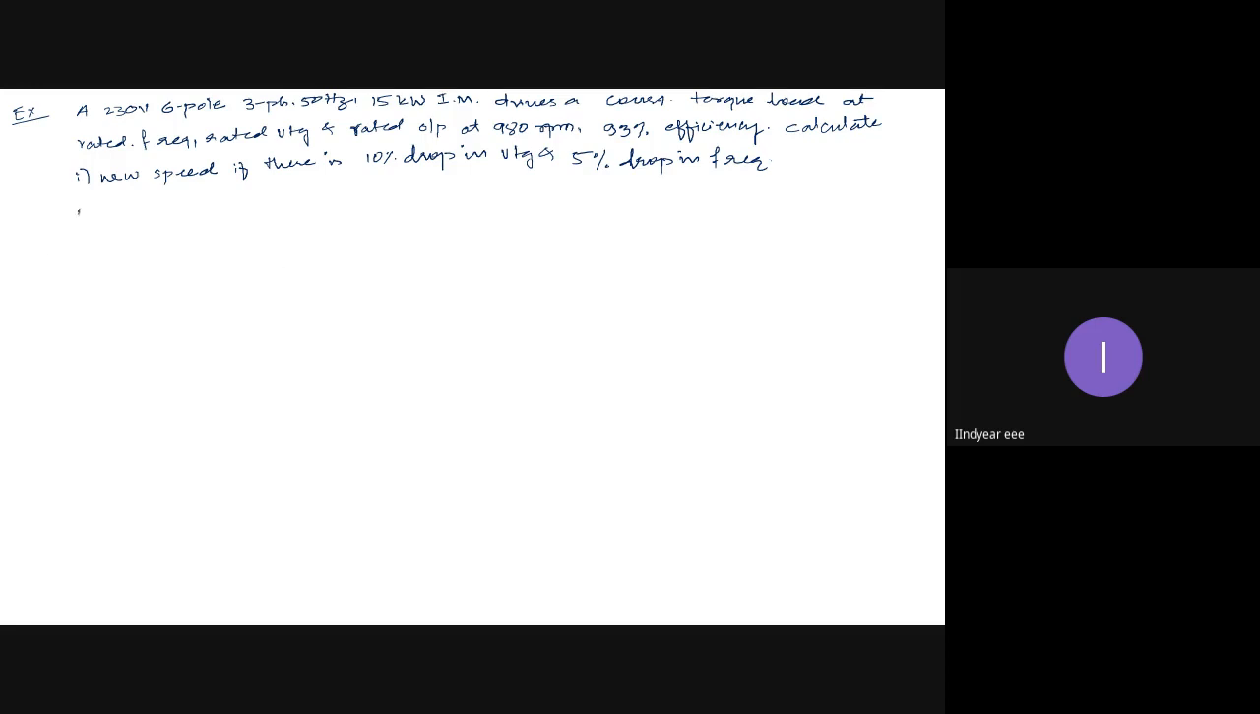Second, the new output power with 10% drop in voltage and 5% drop in frequency. So that is what is asked. So we'll go for the solution.